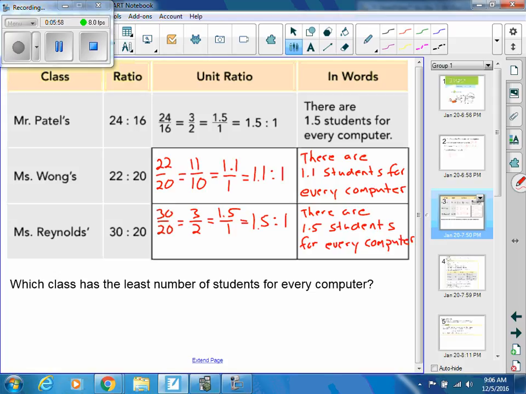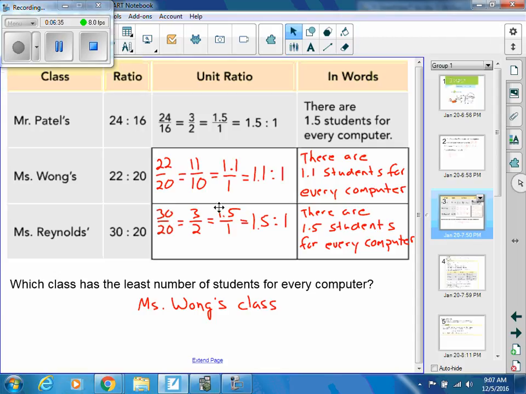Okay, and then the question says, which class has the least number of students for every computer? Well, that would be Miss Wong's class, because in Miss Wong's class, there's only 1.1 students for every computer. If you look at Mr. Patel's and Miss Reynolds' class, they each have 1.5 students for every computer. So the least one is Miss Wong's.